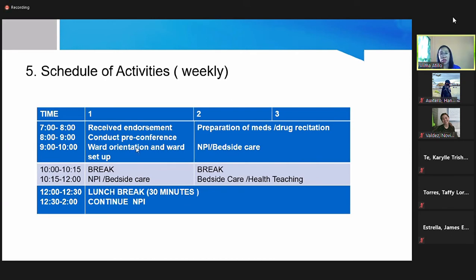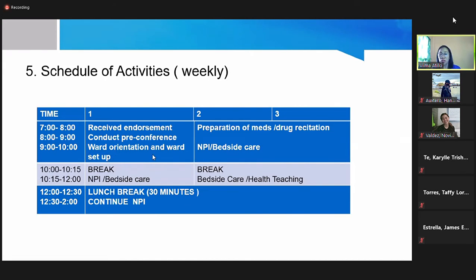Okay? Then after that, the CI will give you special assignments. Then after that, mag-conduct siya ng pre-conference. Sa pre-conference, doon niya ibigay yung assignments as well as special assignments. Then after that, you will have your ward orientation.